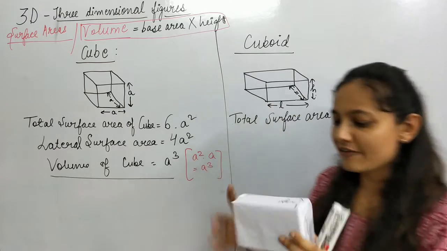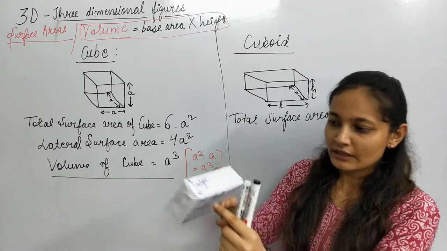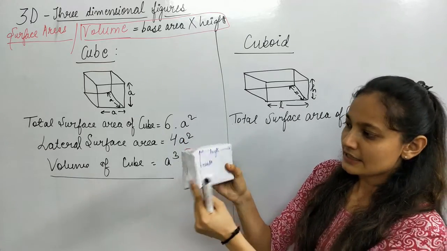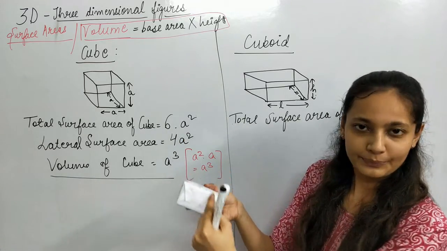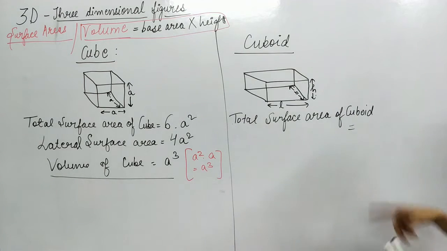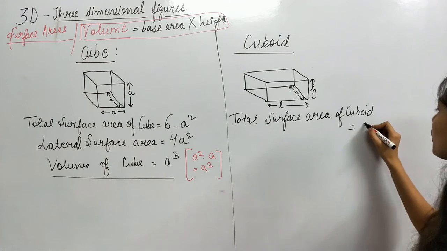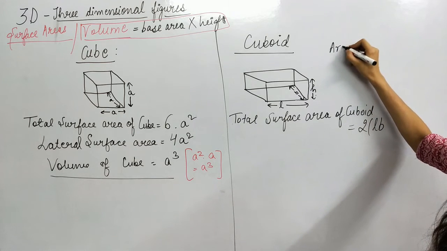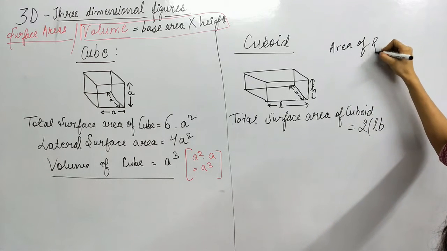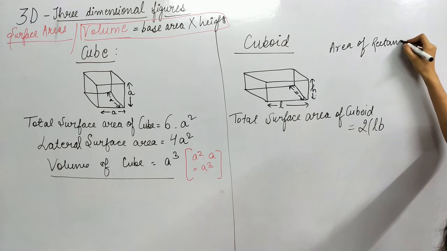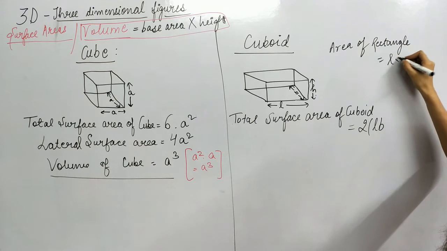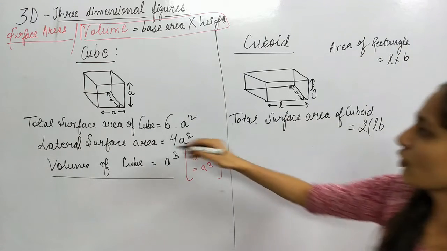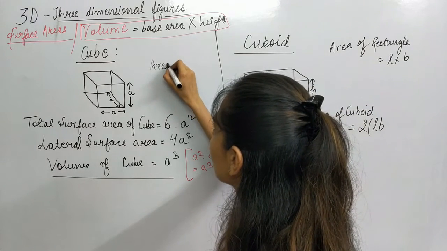So it has length into breadth, length into height, breadth into height. So we will take 2 into length breadth. As we know, area of rectangle is length into breadth. Okay, and we know here is area of square.